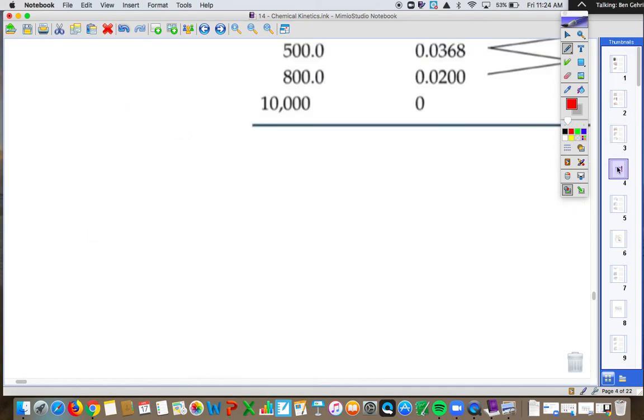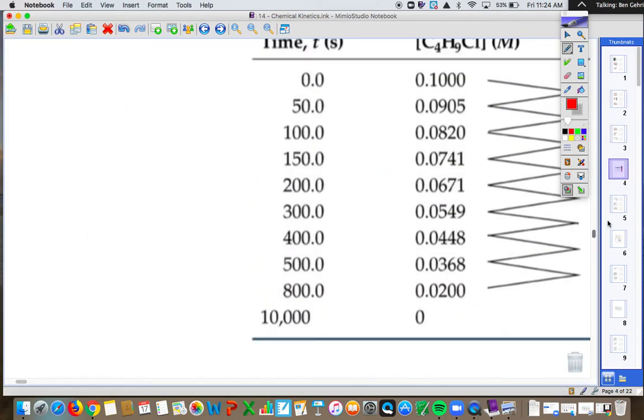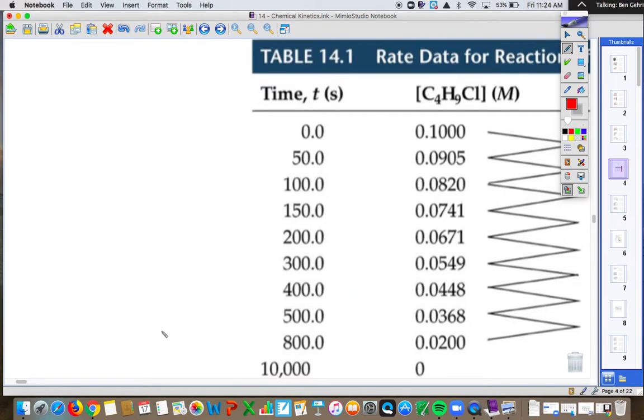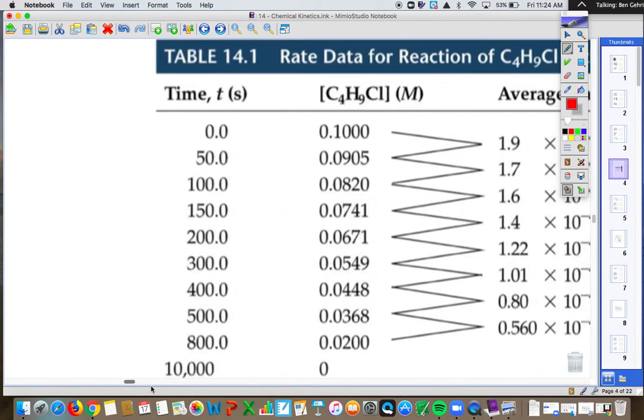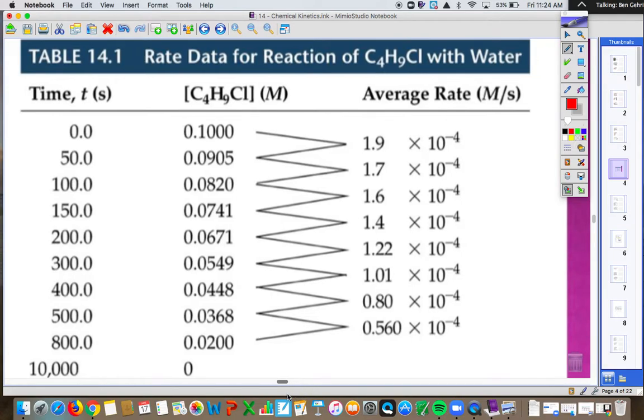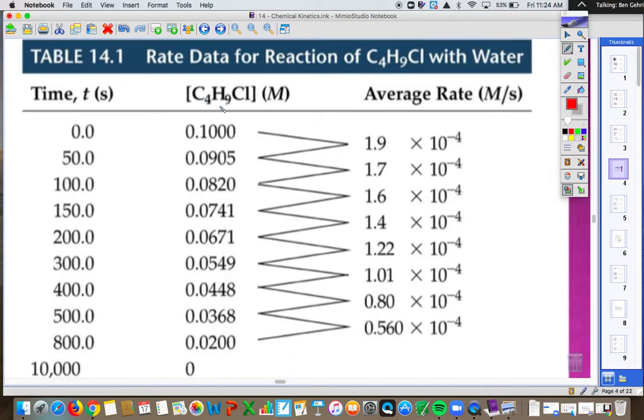Here's a better look at that information. At t equals 0, I had 0.1 molar concentration. After 50 seconds, my concentration was 0.0905. If I subtract those two, I get a rate of 1.9 times 10 to the minus 4th molar per second. That's how quickly it's changing, and that is our rate of reaction.